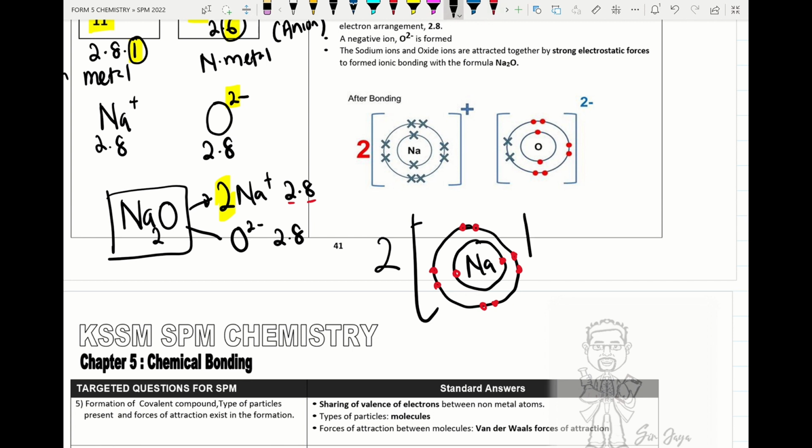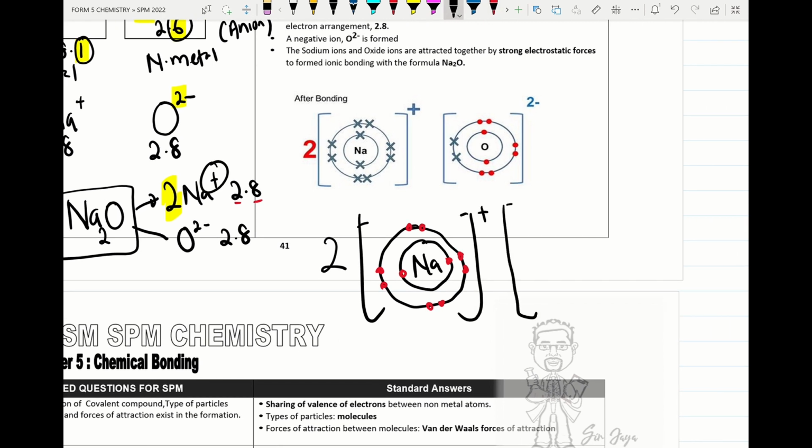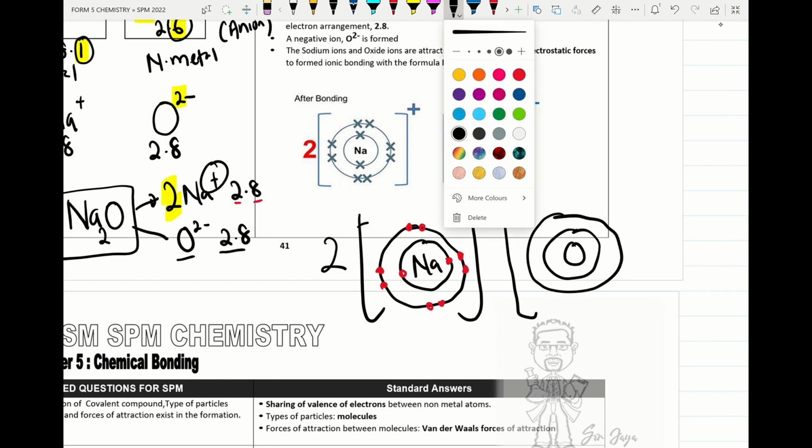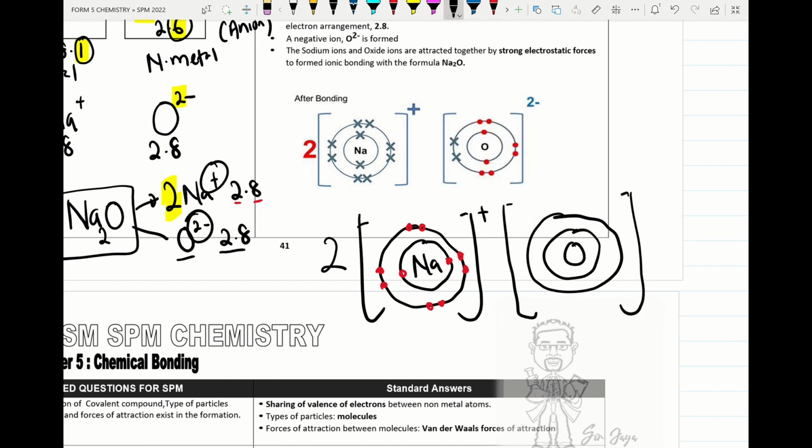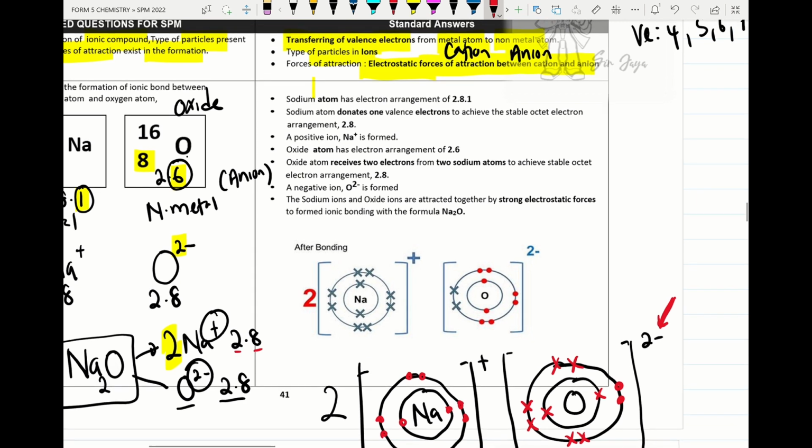I close the bracket and put the charge here. Then I open the bracket and put the symbol of oxygen here. Oxygen has 2 shells, so first shell, second shell, and I close the bracket and put the charge 2 negative here. We use different symbols, so here I use X symbols for 2.6. It has 6 valence electrons, and oxygen accepts 2 electrons. We check here 2 negative, so we put 2 dots here. That's how we draw the electron arrangement of the compound formed.